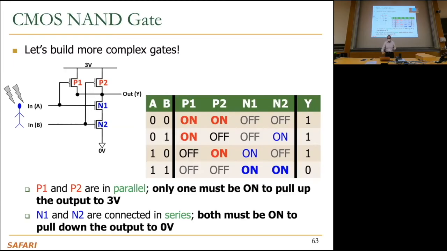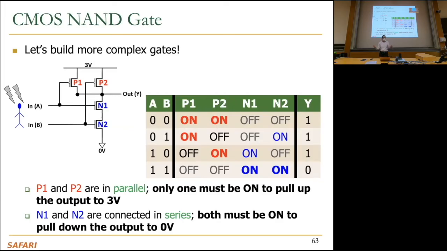But then you can also realize what's going on in the circuit, right? If you look over here, P1 and P2 are in parallel, meaning if any of them are connected to the output, they should pull the output up to 3 volts. So in parallel transistors like this, only one must be on to pull the output up to 3 volts. And in series, both N1 and N2 are connected in series, both must be on to pull the output down to 0 volts.